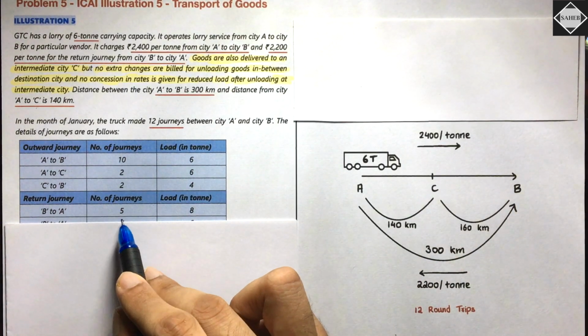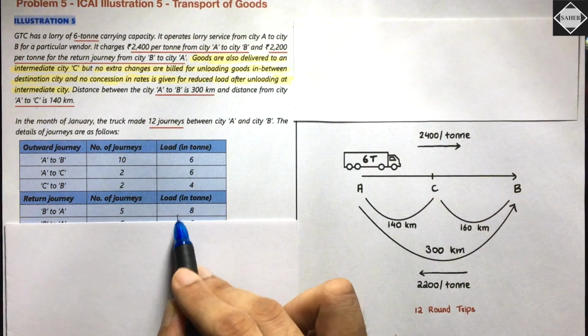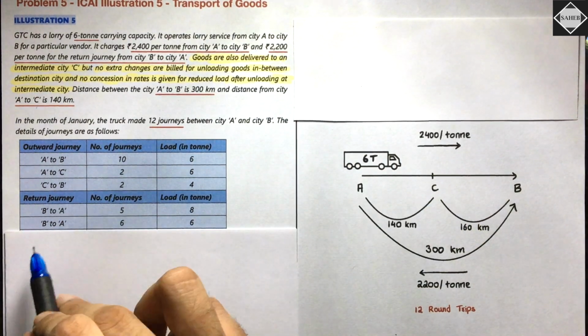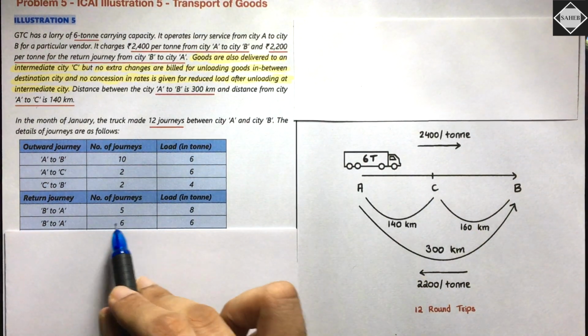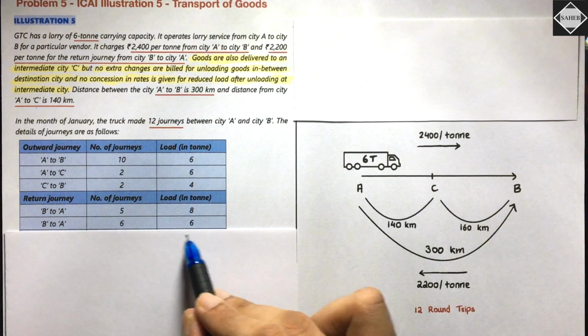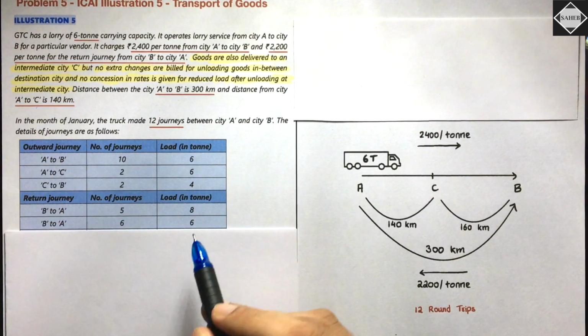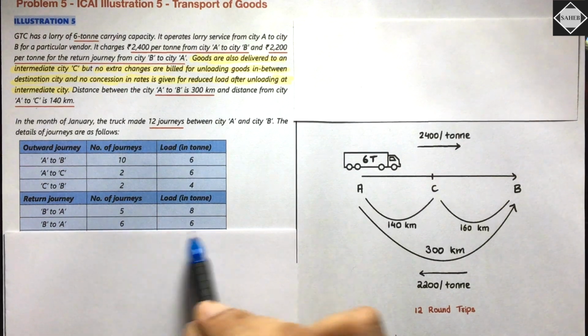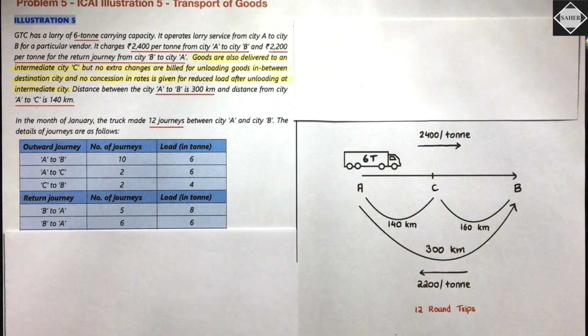Number of journeys are how much? 5 journeys. In each of the journeys, how much are we carrying? 8 tons we are carrying, right? And then again B2A. What is happening? 6 journeys are there. In each of the journeys, how many tons are we carrying? Load is 6. Okay, so that's why it's given separately. Because in 5 of the journeys the load was 8, and in 6 of the journeys the load was 6. That's why it's given separately. You have to understand that.